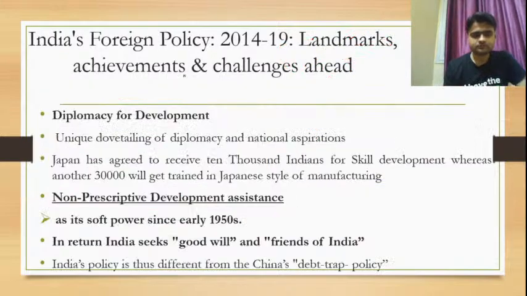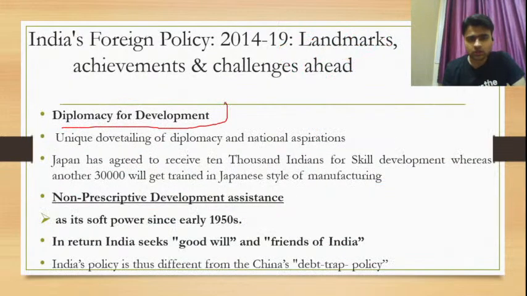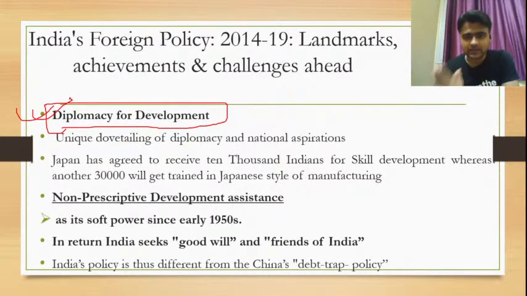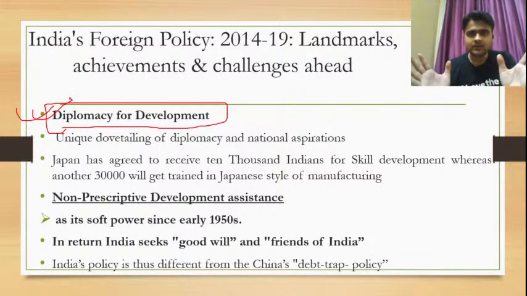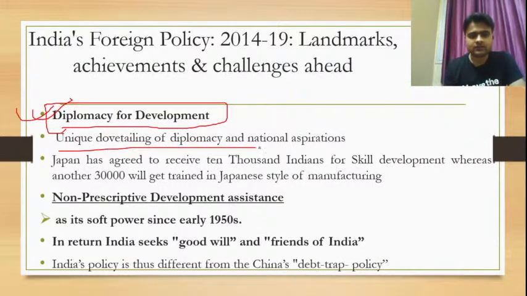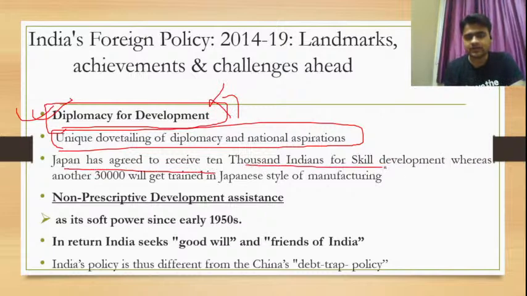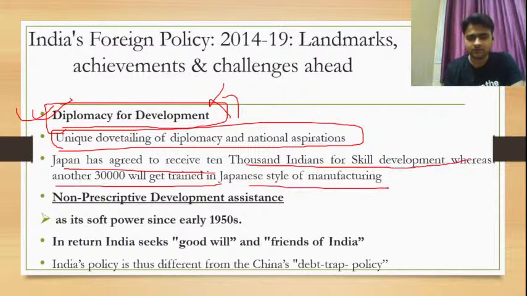Let us move ahead. Now we will be talking about the second angle, that is diplomacy for development. If you recall the first slide where we discussed that diplomacy for development is very, very important, where both the political angle and the economic angle will be taken into consideration together, fine. That is a unique dovetailing of diplomacy and national aspirations. This is termed as diplomacy for development. For example, Japan has agreed to receive 10,000 Indians for skill development, whereas another 30,000 will get trained in Japanese style of manufacturing, fine.